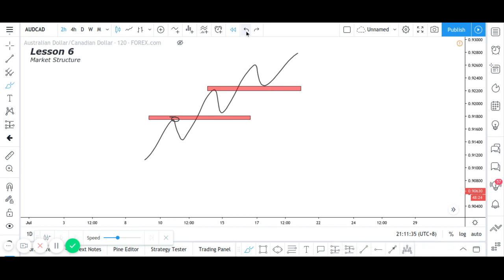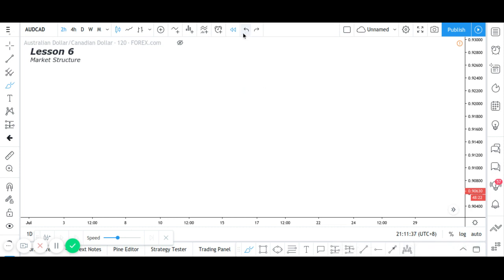Now, I'm going to show you guys on a real live chart exactly what kind of market structure this is and how to tell whether the market is bullish or bearish.